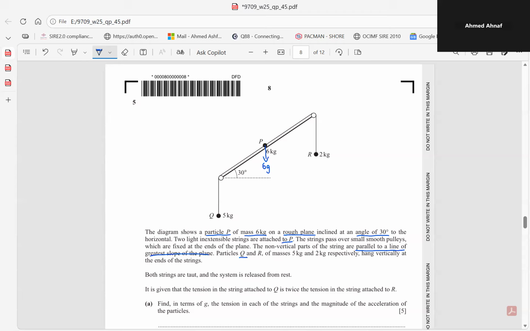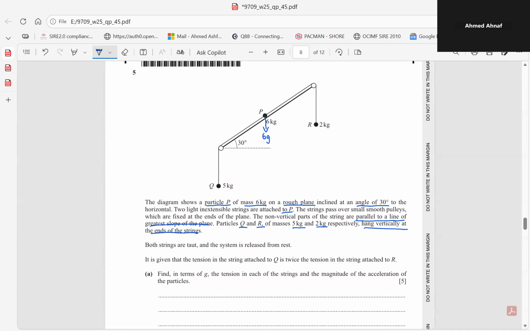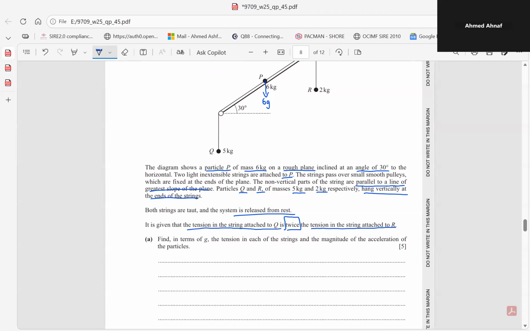Particles Q and R of masses 5 kg and 2 kg respectively hang vertically at the ends of the strings. Both strings are taut, so that means there's tension in them, and the system is released from rest. It is given that the tension in the string attached to Q is twice the tension in the string attached to R. For the first part, we need to find, in terms of g, so we cannot substitute g equals 10, the tension in each of the strings and the magnitude of the acceleration of the particles.